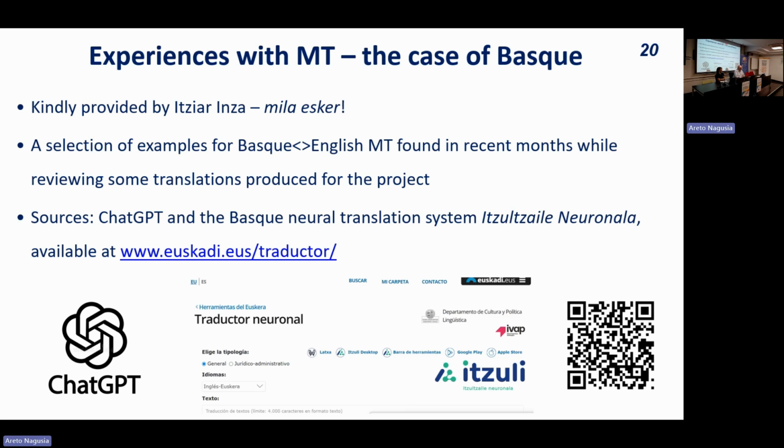Apologies for my Basque, but again, this goes to emphasize the importance of the work of the interpreters, because I had my first coaching session for Basque pronunciation yesterday afternoon, and there's only so far you can go within that short amount of time. You have the URL there for Itzutzaile Neuronala and the QR code as well. There'll be a few QR codes in these slides to point you to the right online sources.